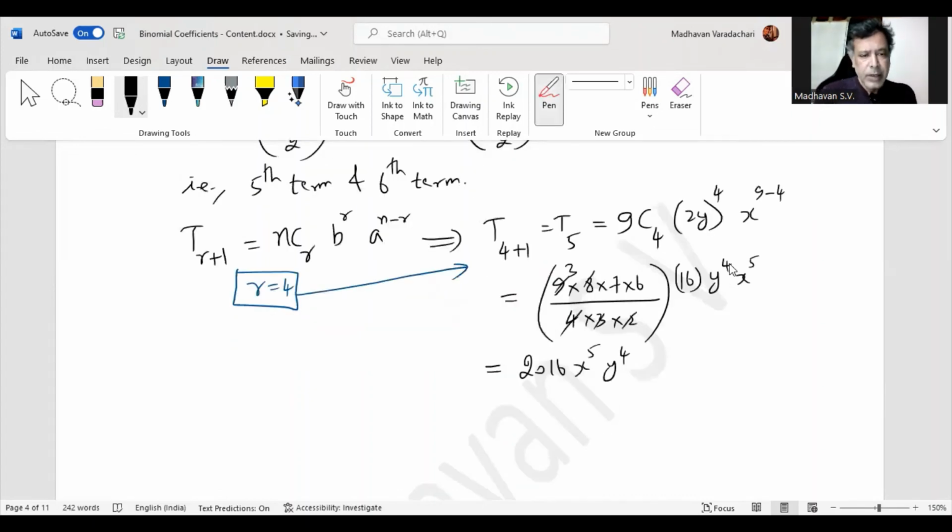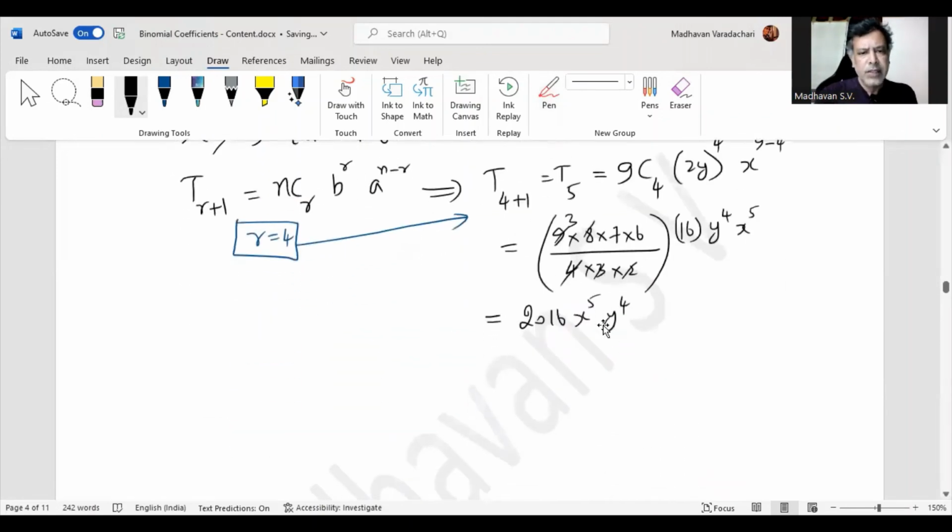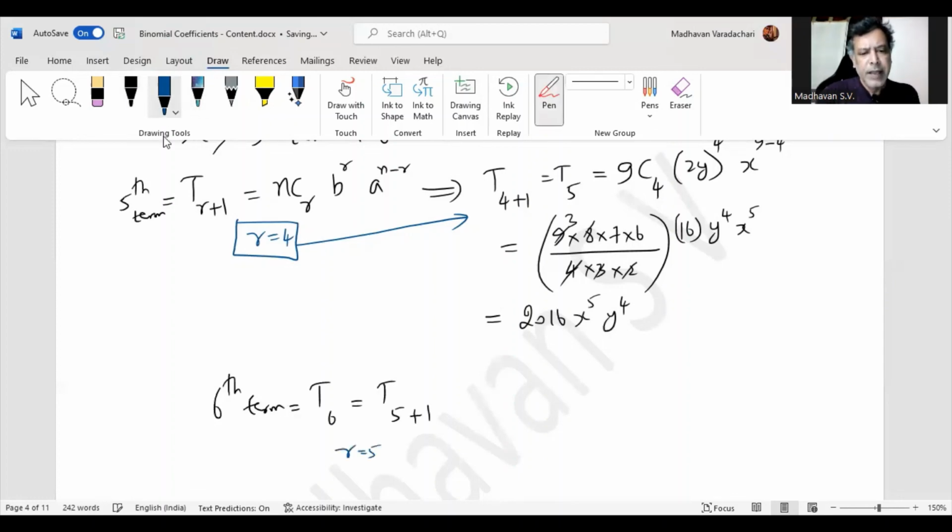Then next, that is the 6th term. This is our 5th term, and the 6th term is nothing but T6, and that can be written as T5 plus 1. So here r is 5. That means this can be written as nCr, that is 9C5, b, that is 2y to the power of 5, and then x to the power of 9 minus 5.